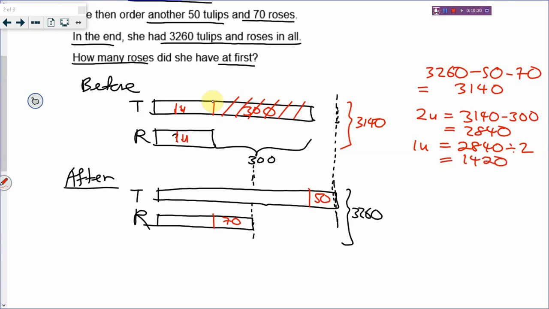Okay, so I know that 1 unit is 1420. So can I find how many roses did she have at first, which is 1 unit? So you solve the problem, right? Okay, so answer, she had 1420 roses at first. So that's how you use the model to solve.